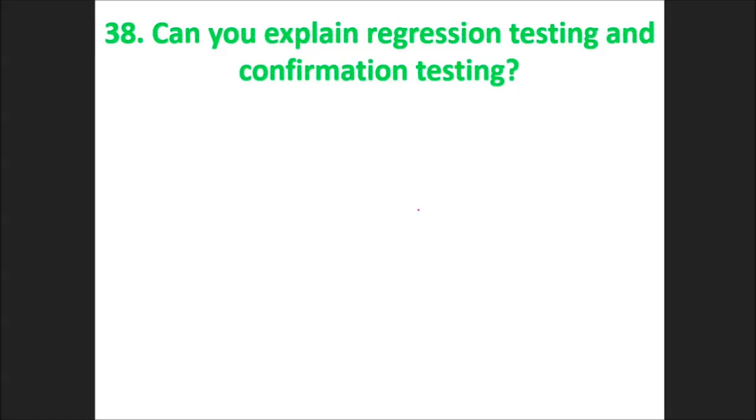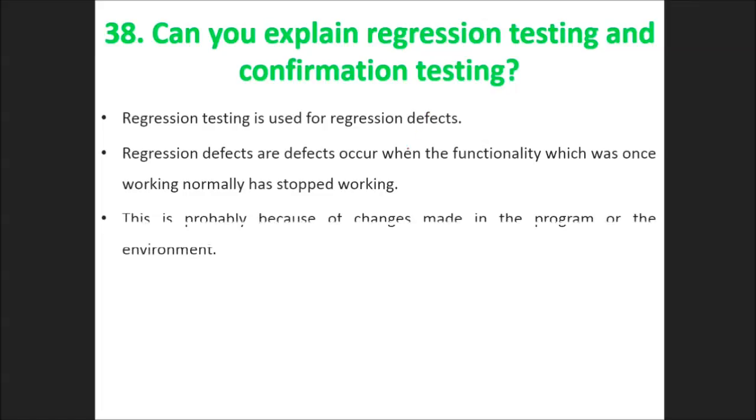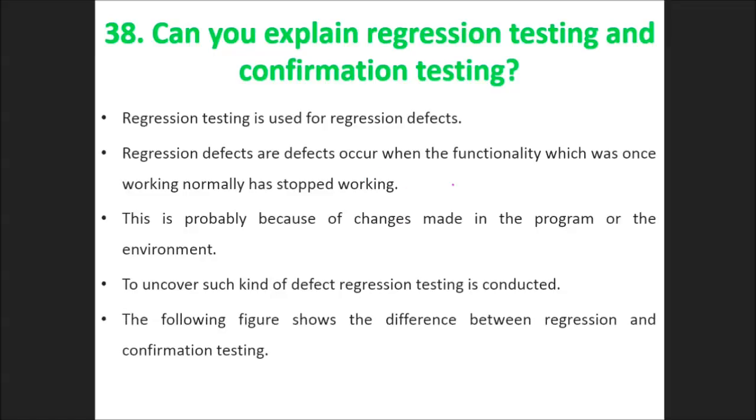Now, can you explain regression testing and confirmation testing? Regression testing is used for regression defects. Regression defects are defects which occur when functionality which was once working normally has stopped working. This is probably because of changes made in the program or the environment. So to uncover such kinds of defects, regression testing is conducted. So this is the figure showing the difference between regression and confirmation testing.